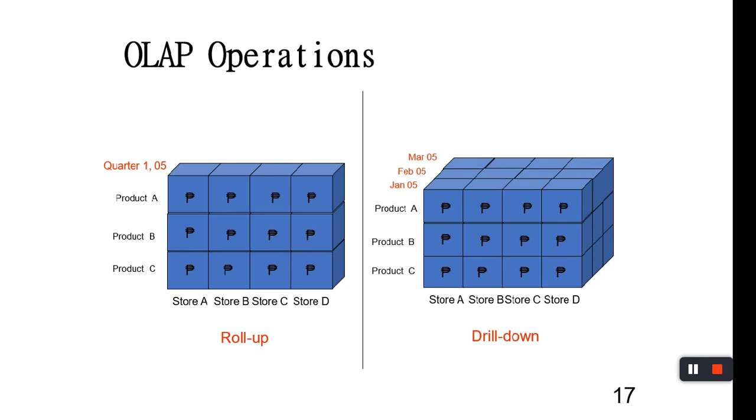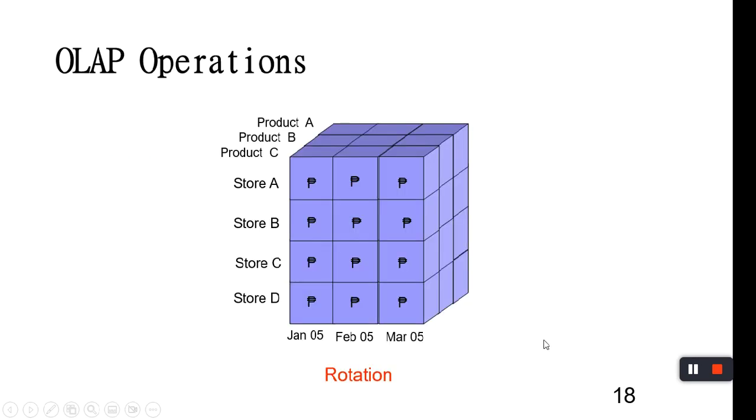And then roll up. In roll up here, you notice that the amounts are aggregated into quarter one. It no longer shows January, February, and March. So this is roll up, already aggregated. But if you want to know the details, you drill it down. Drill down the quarter and then show the months comprising such quarter, that's January, February, and March. So that is drill down.